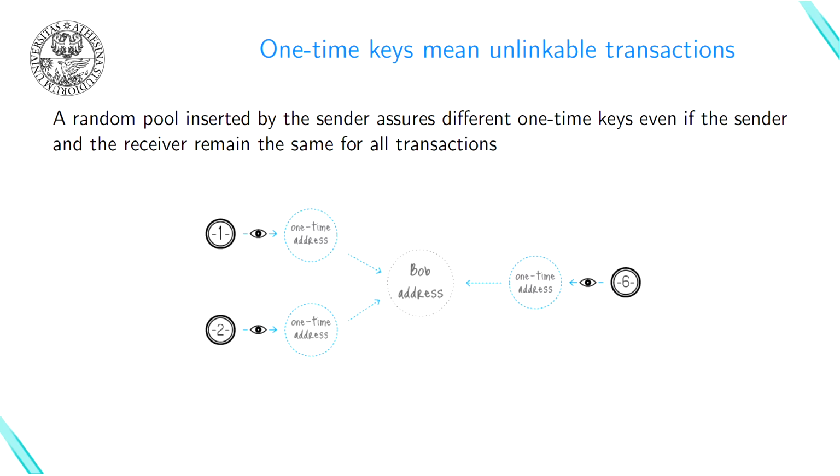One-time keys mean unlinkable transactions. Indeed, an important part of this protocol is the usage of random data by the sender. It always results in a different one-time key, even if the sender and the receiver both remain the same for all transactions.